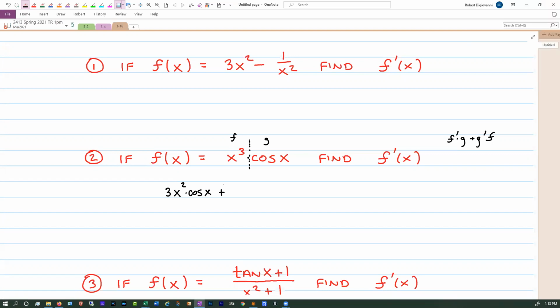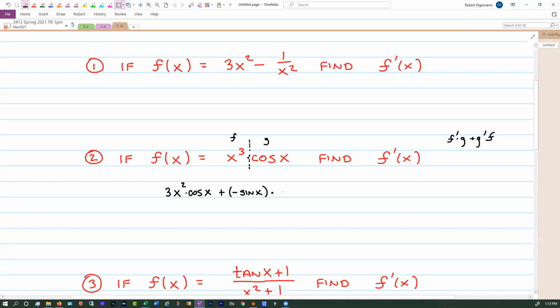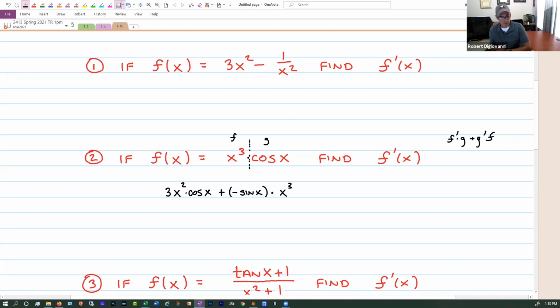Yes. So the derivative of cosine, somebody else? Is a negative sign. It is x? Negative sine of x. And then just f as is. f, which is just x cubed. There we go. Now I'll just clean it up a little bit.